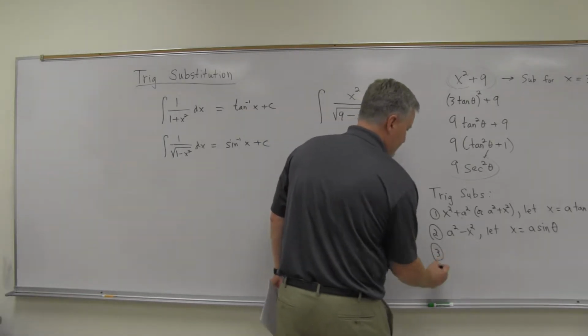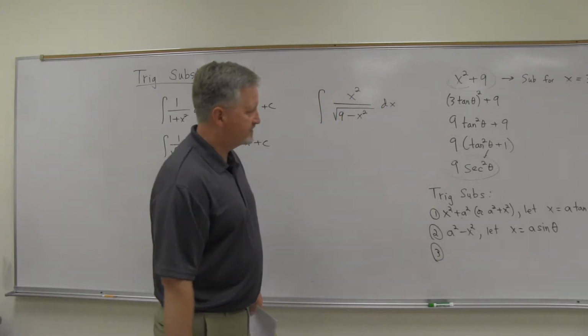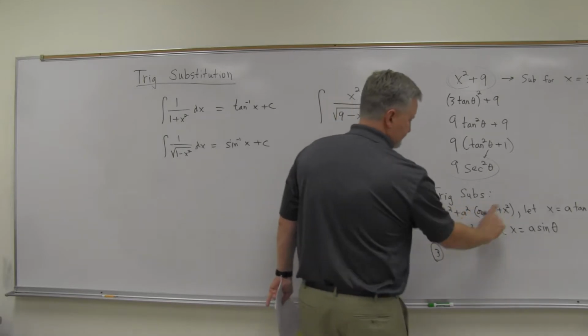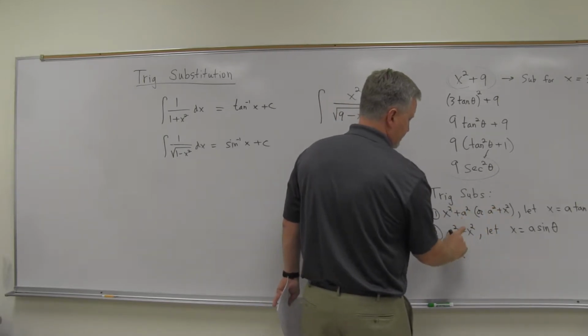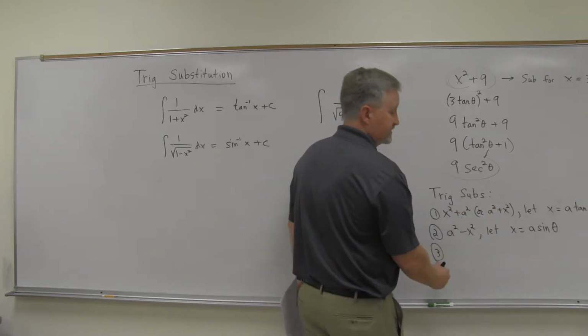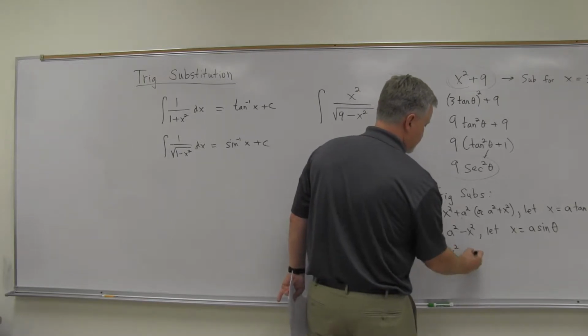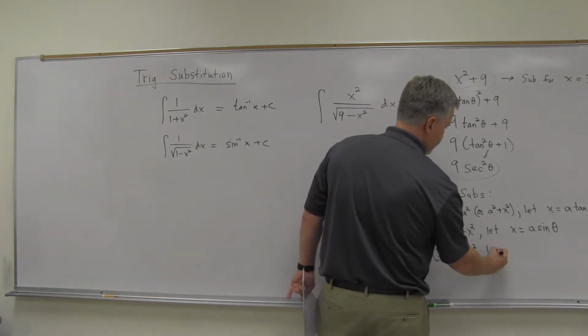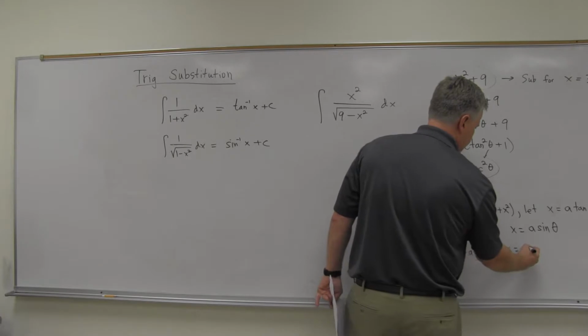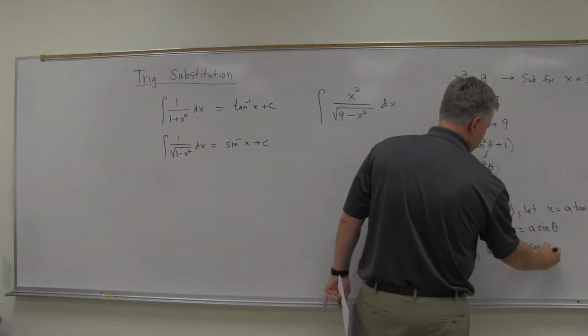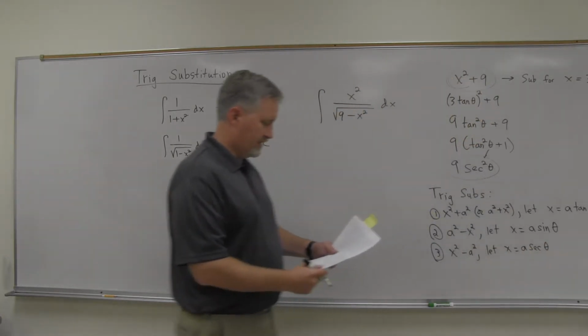All right, then last but not least, this gets both of those, but x squared minus a squared is different. If you have x squared minus a squared, we're going to go another way. x equals a secant theta. You got that.